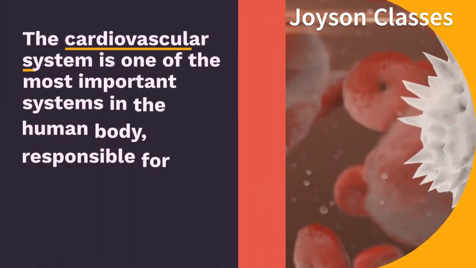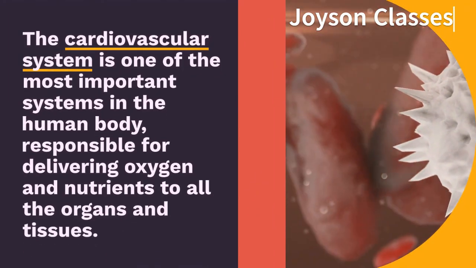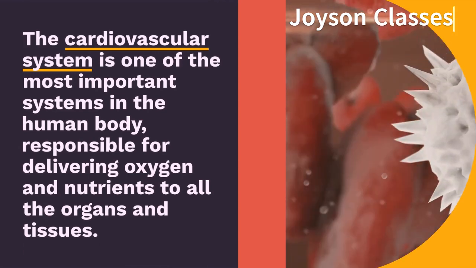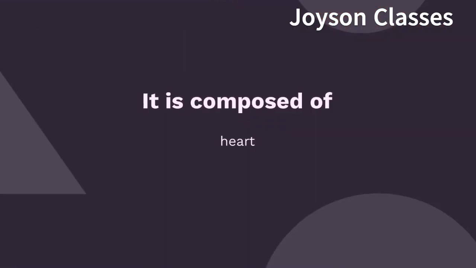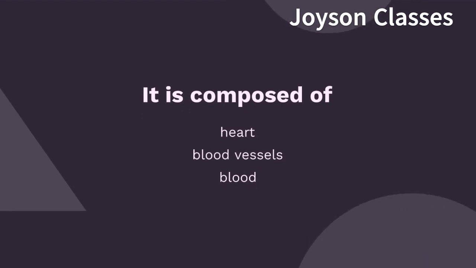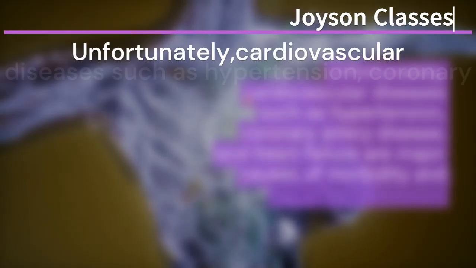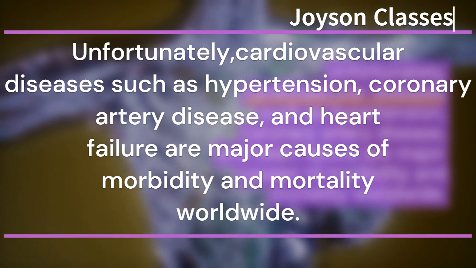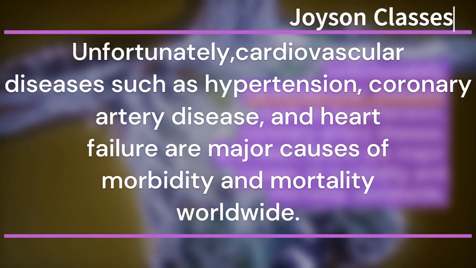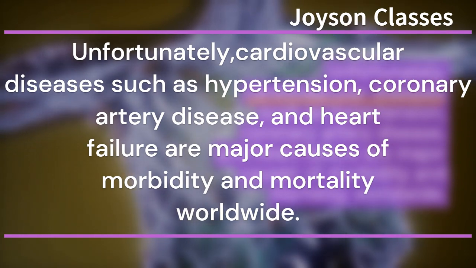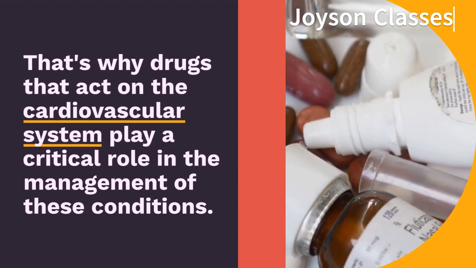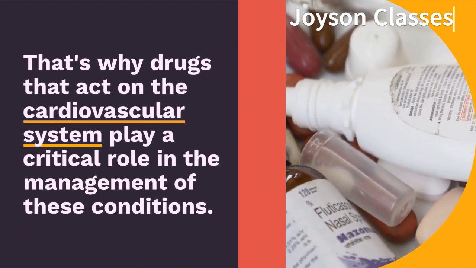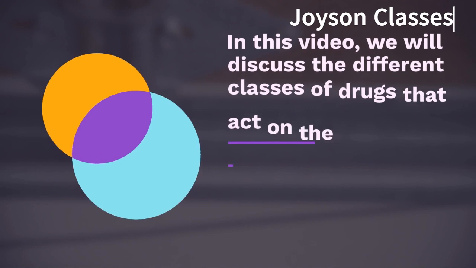The cardiovascular system is one of the most important systems in the human body, responsible for delivering oxygen and nutrients to all the organs and tissues. It is composed of the heart, blood vessels, and blood. Unfortunately, cardiovascular diseases such as hypertension, coronary artery disease, and heart failure are major causes of morbidity and mortality worldwide. That's why drugs that act on the cardiovascular system play a critical role in the management of these conditions.